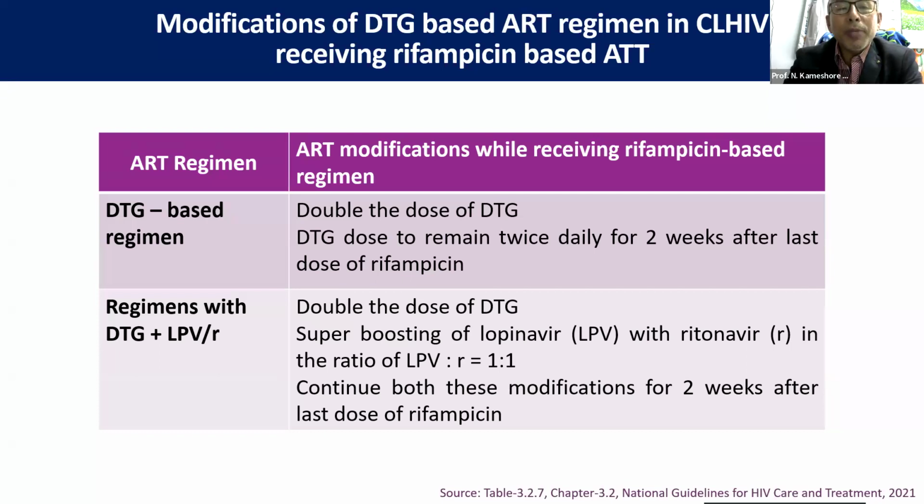If we happen to be giving DTG and lopinavir/ritonavir, we give double doses of DTG, and the super boosting of lopinavir and ritonavir is required at 1:1. Usual is 4:1, so it comes to 1:1. And this also is to be continued for 2 weeks after the last dose of rifampicin. After that, the usual dose is to be resumed.